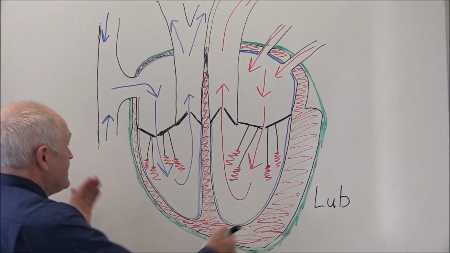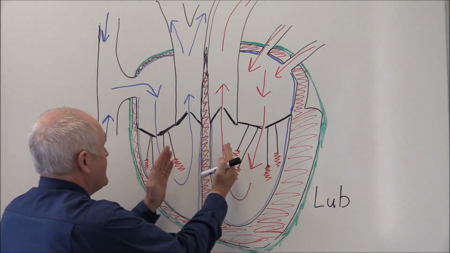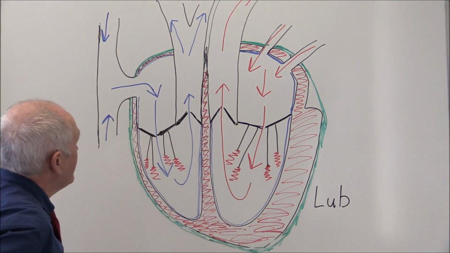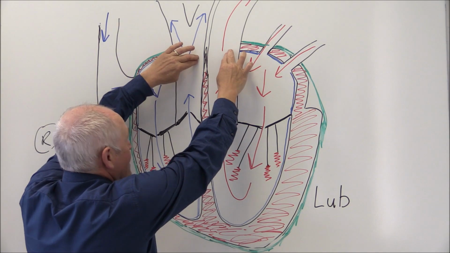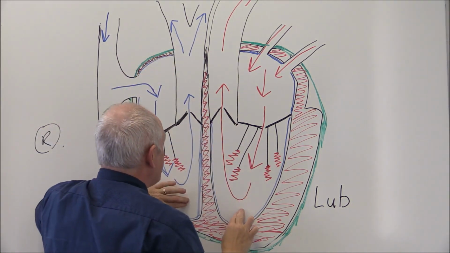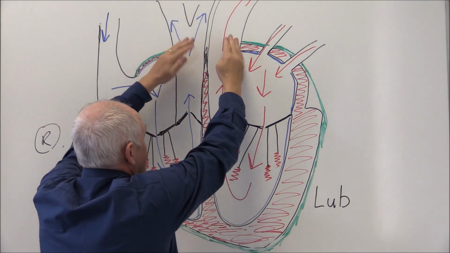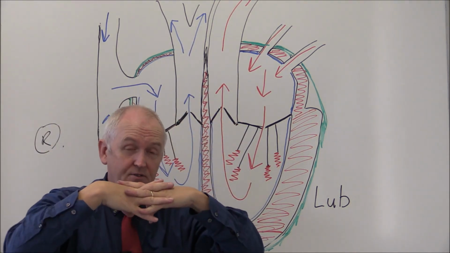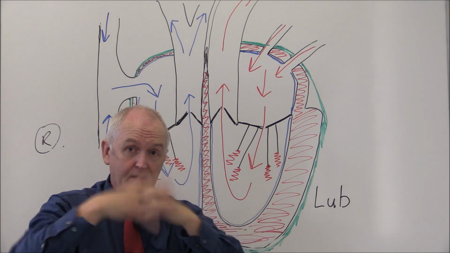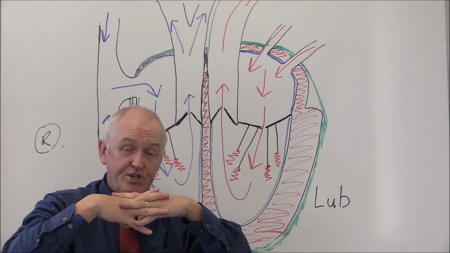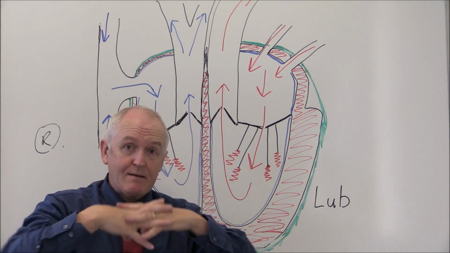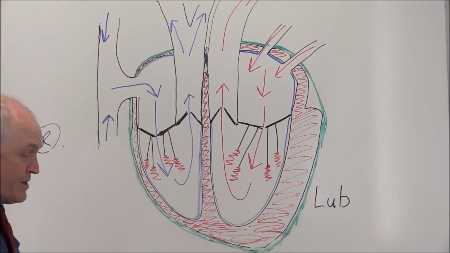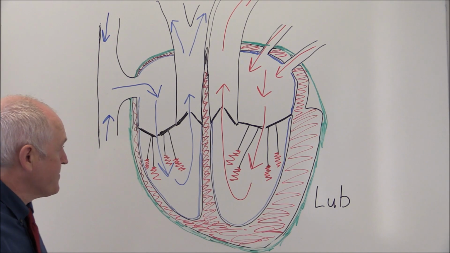And then the ventricles are going to contract, the blood's going to go up into the large arteries, and the blood is going to try and get back down from the arteries back into the ventricles. And as that blood tries to get back down, that's going to shut the arterial semilunar valves. And again, when those valves shut, they're going to slam shut and make a noise. And that noise we normally refer to as a dub.